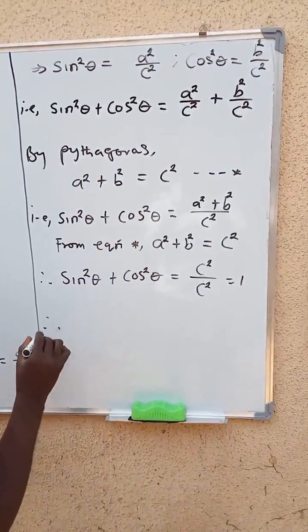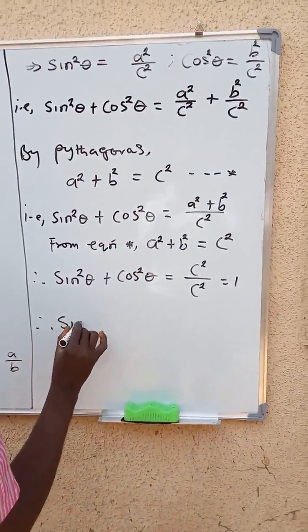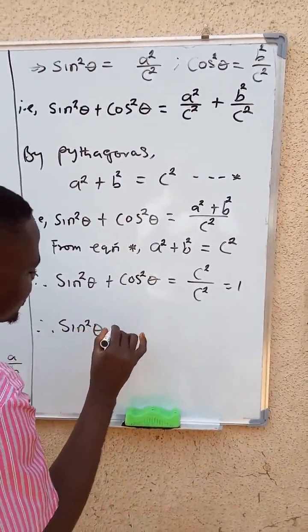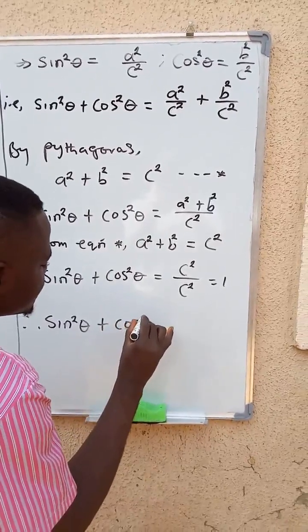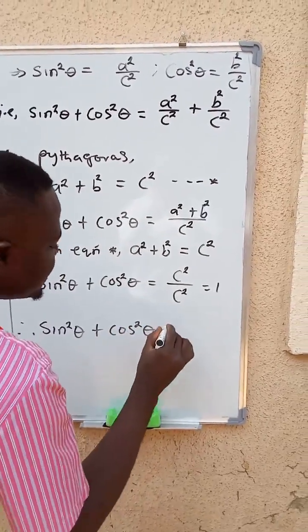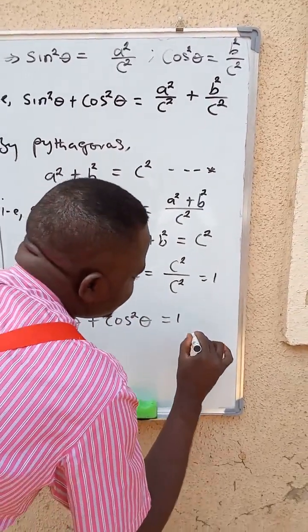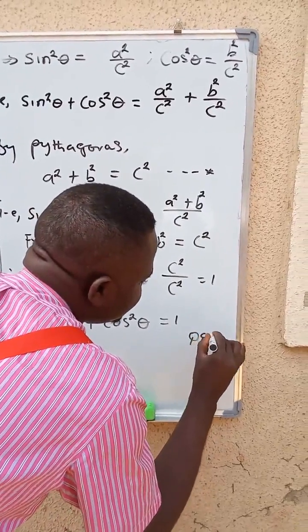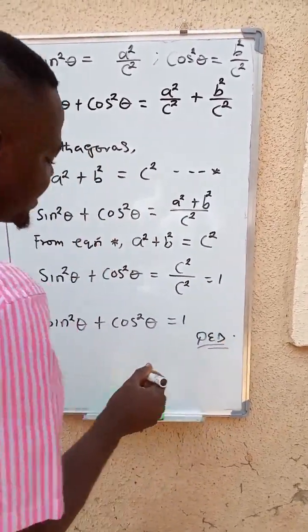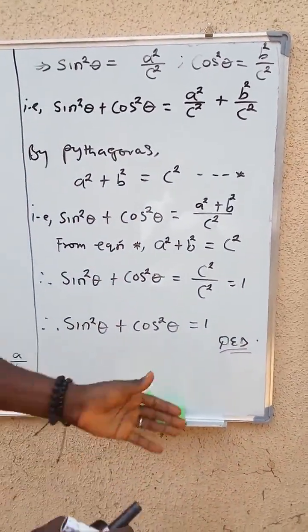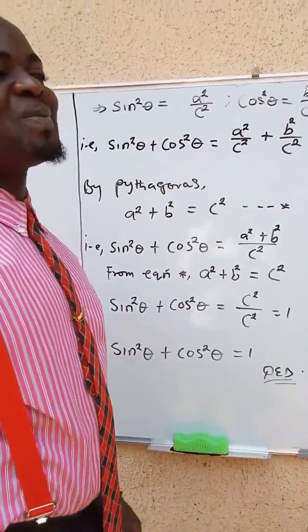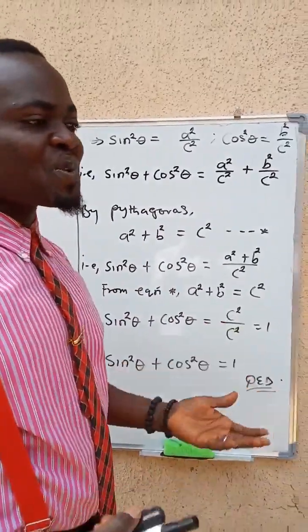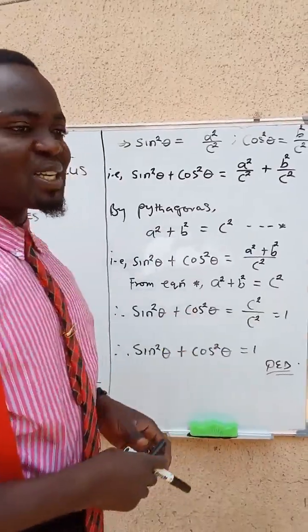Therefore, sin² theta plus cos² theta is equal to 1. So you put QED. QED simply means quod erat demonstrandum. But this one is a small proof. As we go further in all these things, you understand better.